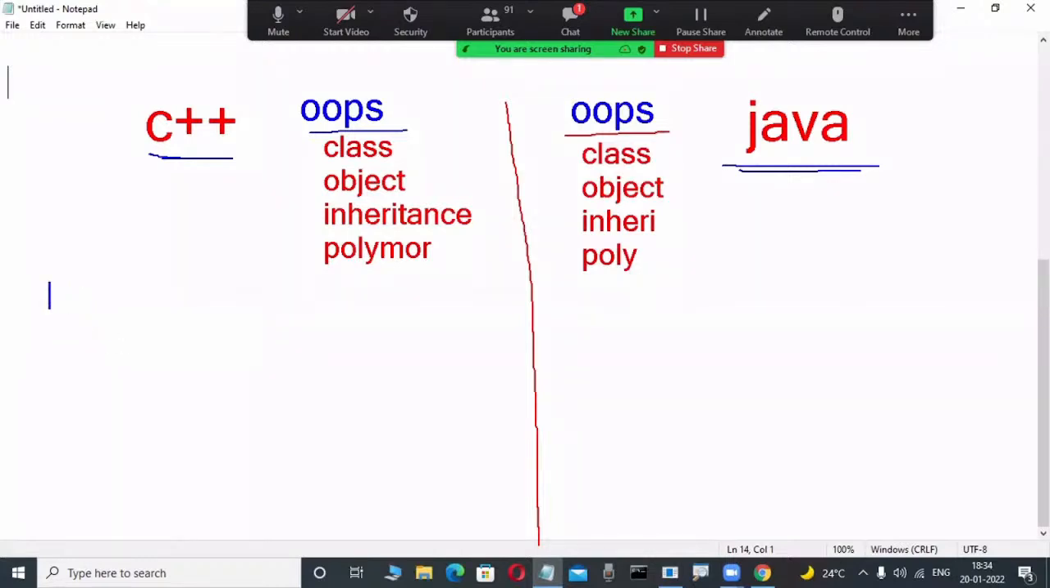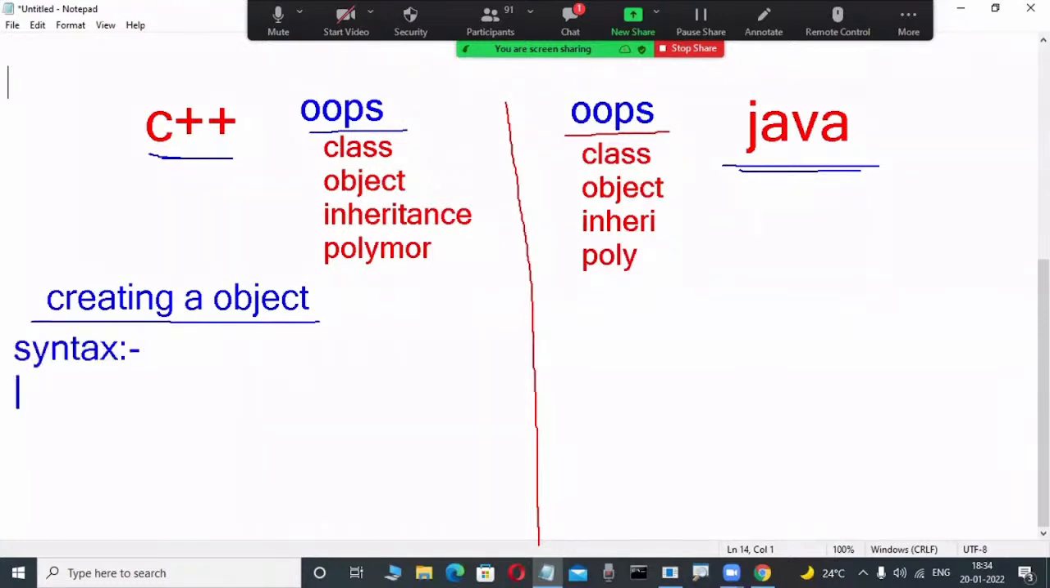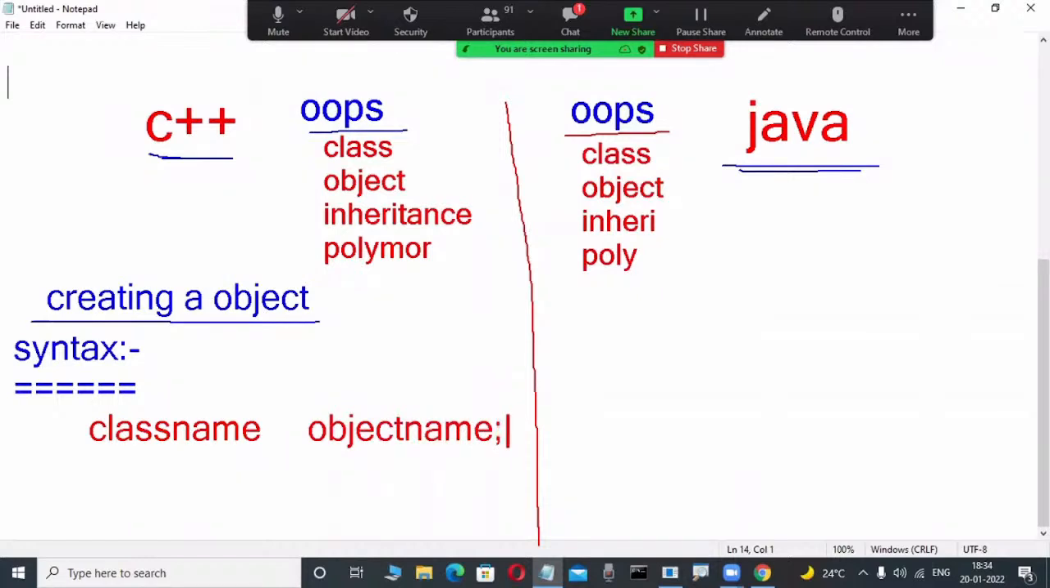Suppose in C++ I want to create an object from the class, what is the syntax? Anybody technical having an idea? I think many persons have an idea. Creating an object from the class, what is the syntax in C++? Slowly observe here, here is the difference. Class name, space, object name. This is the syntax to create an object from the class in C++.